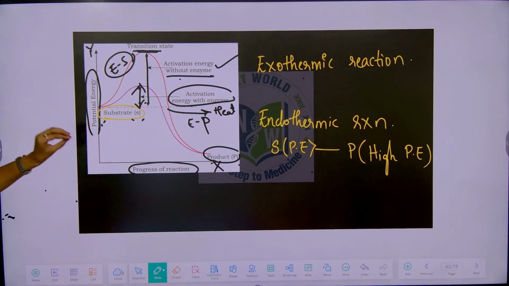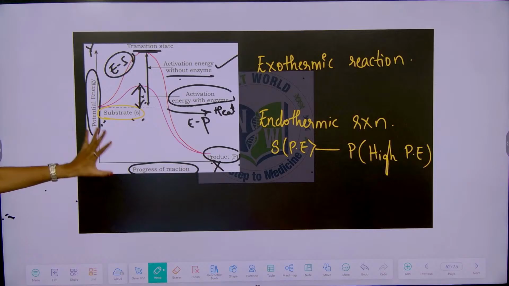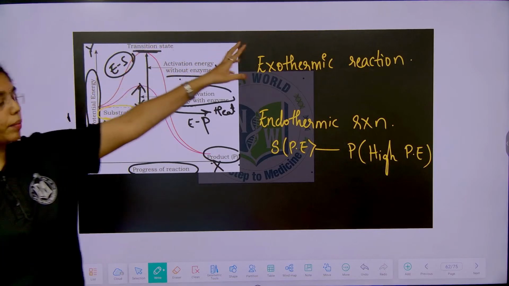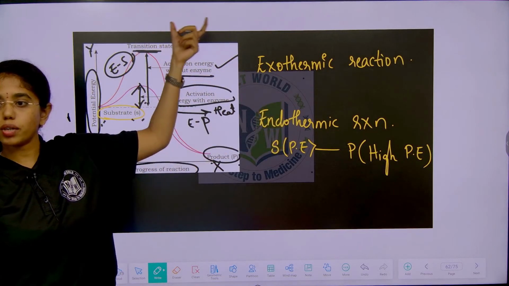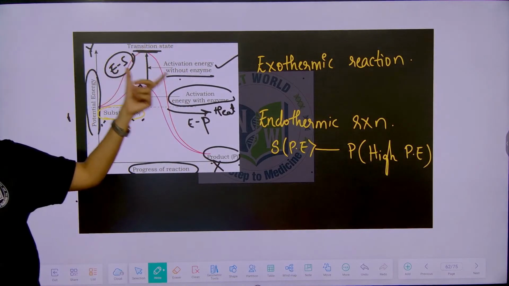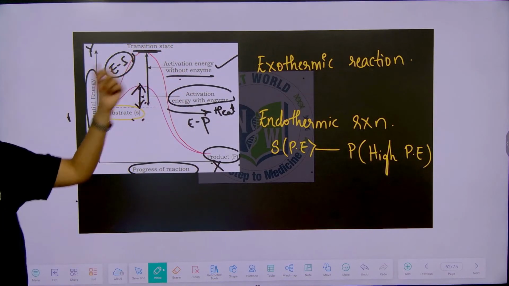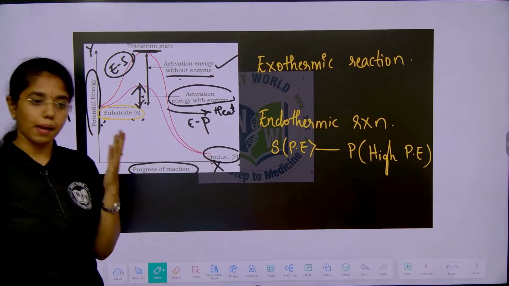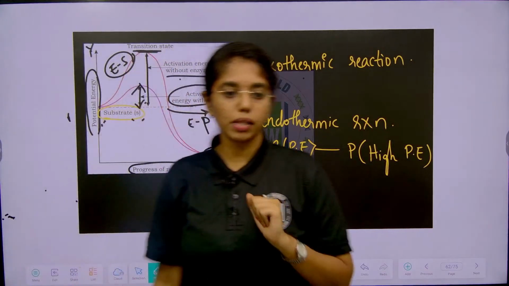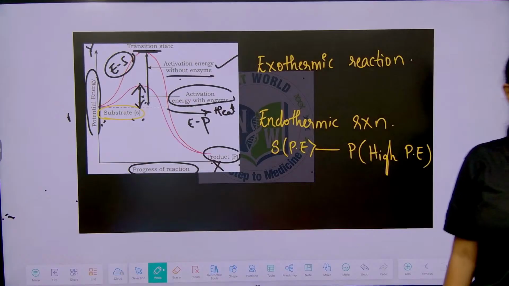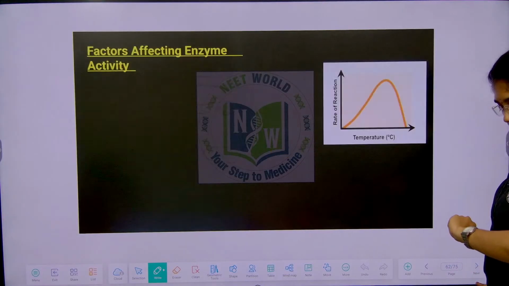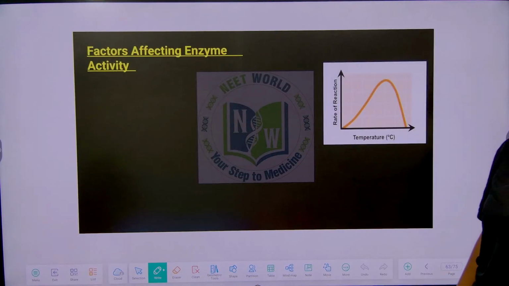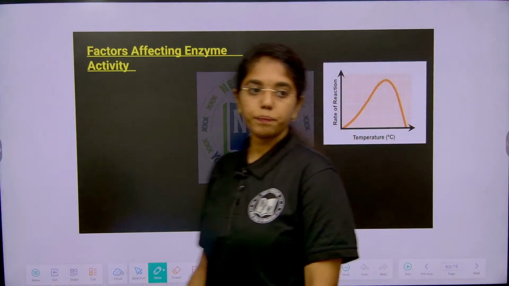That's all you have to analyze from this graph. X and Y axis, exothermic and endothermic reaction. What is the transition state? From ES to EP, and then activation energy: high in the absence of enzyme, low in the presence of enzyme. Clear, no? This one? And next, factors affecting enzyme activity.